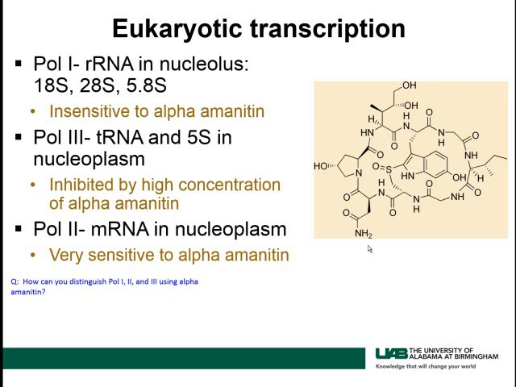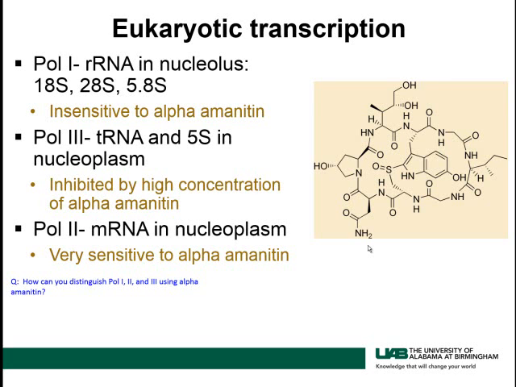Now, polymerase 3 transcribes transfer RNA and 5S ribosomal RNA in the nucleoplasm. This is inhibited by very, very high concentration of alpha-amanitin. So it's not as sensitive to this toxin, but this toxin can also inhibit its activity, but at very high concentration. Now, the RNA polymerase 2 is the one that transcribes messenger RNA, and this occurs in the nucleoplasm as well. And this RNA polymerase is very sensitive to alpha-amanitin.